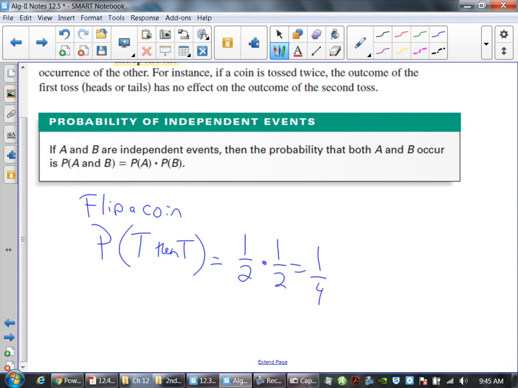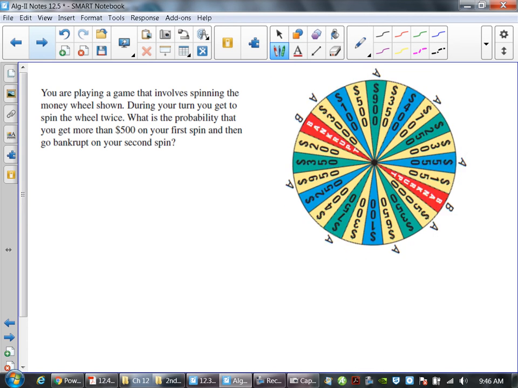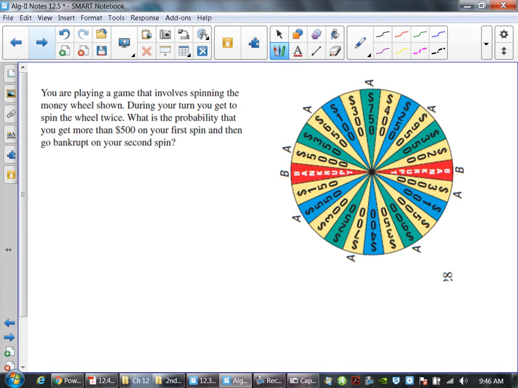Okay. So if I go back to another one here, let's say you're spinning the money wheel. We're doing the Wheel of Fortune, and during your turn, you get to spin the wheel twice. What's the probability that you get more than 500 on your first spin and go bankrupt on your second? Well, you might not be able to read this very well, but do we actually spin it? Of course we spin it. You knew we were going to spin it.